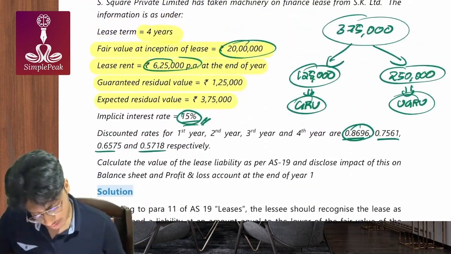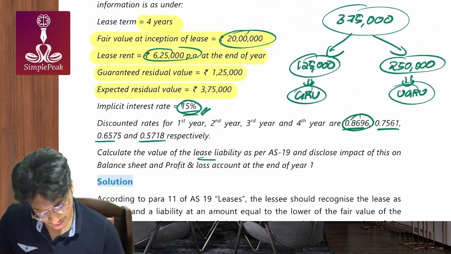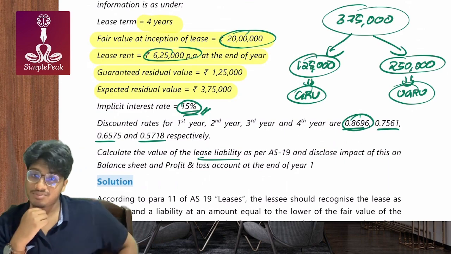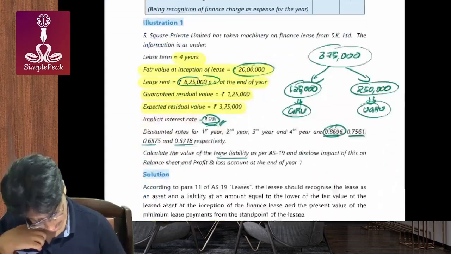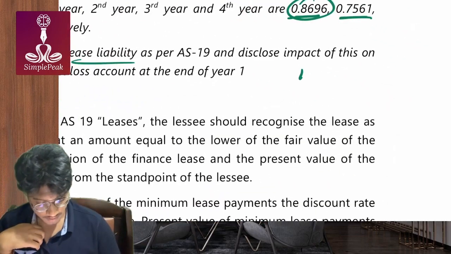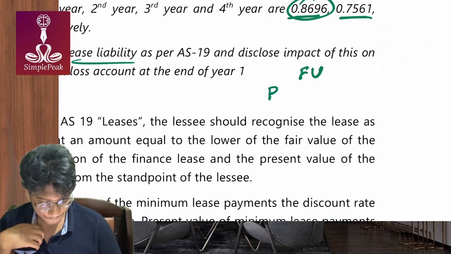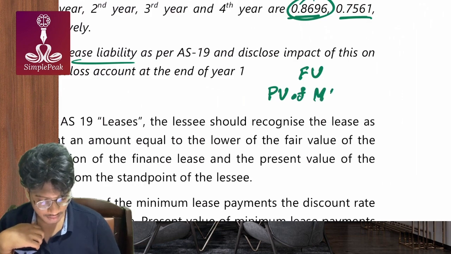Now, let's move ahead. So, using the discounting rate, calculate the value of lease liability. How do you calculate the value of lease liability? Lease liability is nothing but, as we have discussed, the lower of fair value or present value of minimum lease payment.